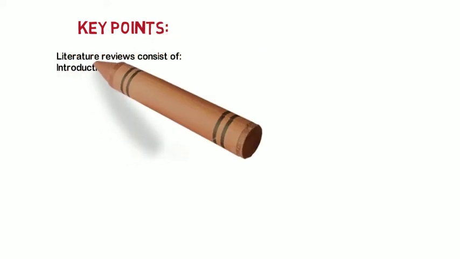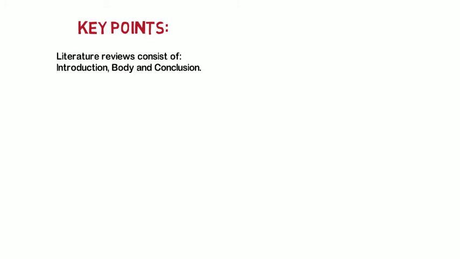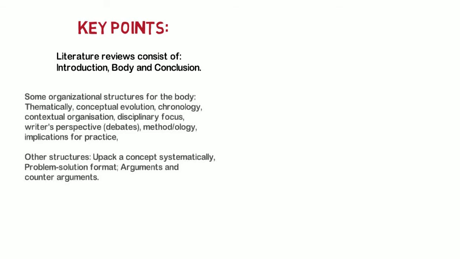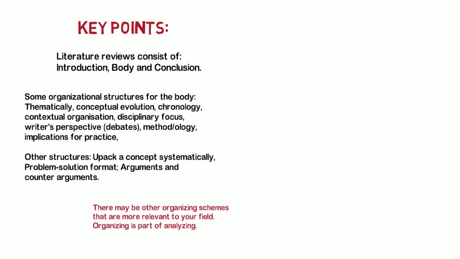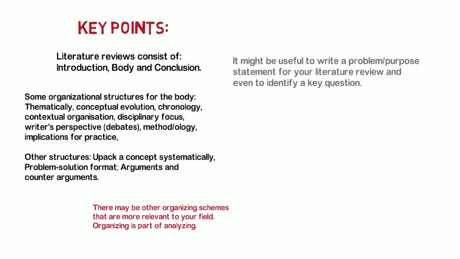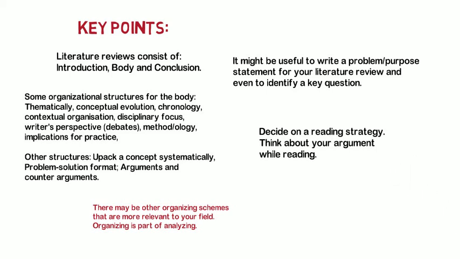Key points from this video: literature reviews consist of, at their most basic level, an introduction, body and conclusion, and in the conclusion you pull together your argument in this literature review. There are lots of organizational structures for the body, but here are some ideas. Use themes, discuss a conceptual evolution, look at the chronology of a concept, geographic contextual ideas, and use that as an organizing framework. A disciplinary or subdisciplinary focus, a writer's perspective, show the debates, look at the methodologies, group things according to implications for practice.